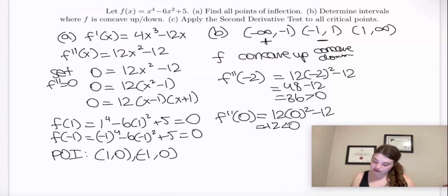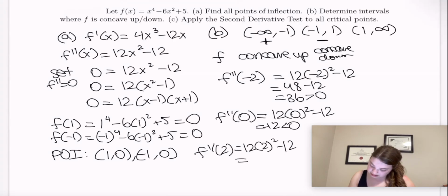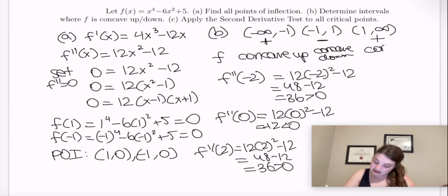And then if we were to do something between 1 and infinity, say 2, for example, we would get 12 times 2 squared minus 12, which is 48 minus 12, which is 36. That's also greater than 0. It's positive, and so that indicates we're concave up. And so therefore, the concave up intervals are negative infinity to -1 and 1 to infinity. And then from -1 to 1, it's concave down.